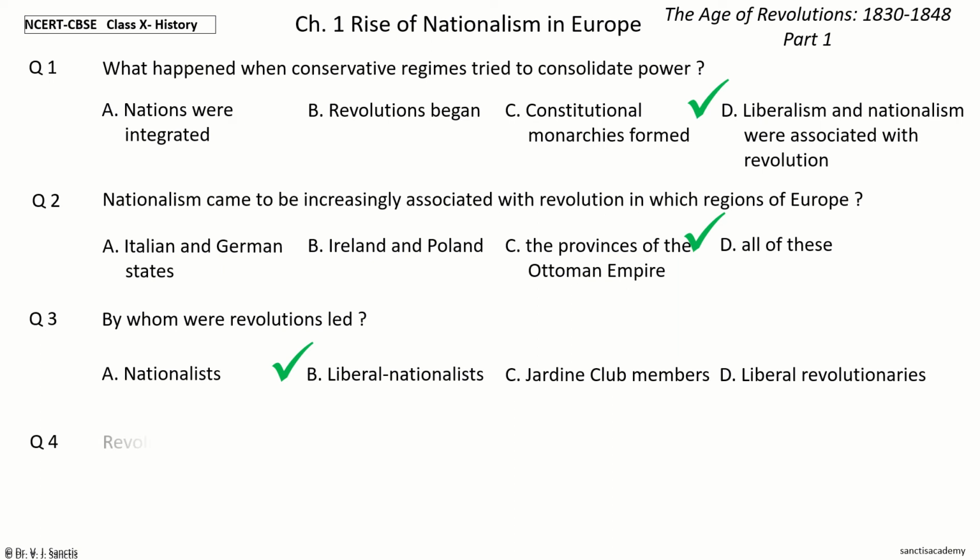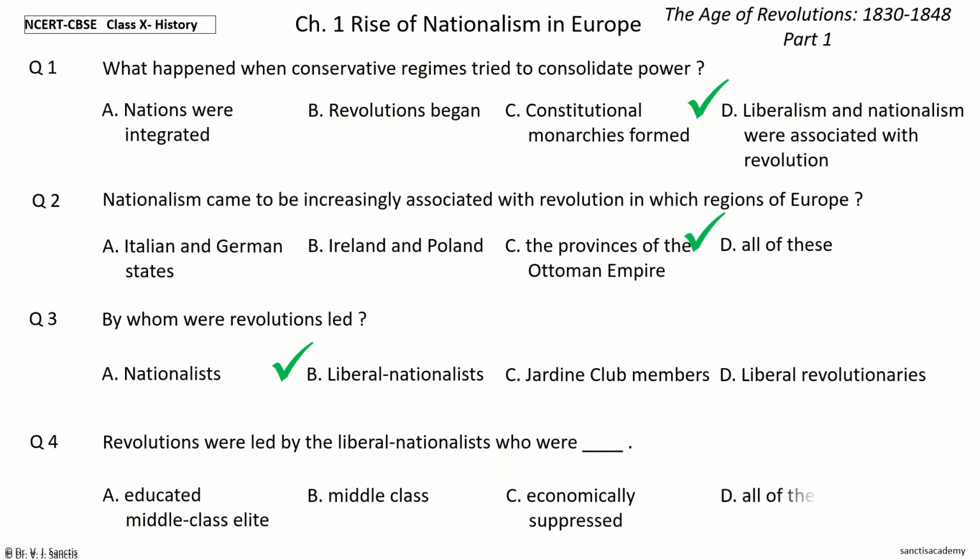Question 4. Revolutions were led by the liberal nationalists who were dash. The options are educated middle class elite, middle class, economically suppressed, all of these. Your time to choose. And the answer is educated middle class elite. So, revolutions were led by the liberal nationalists who were educated middle class elite.